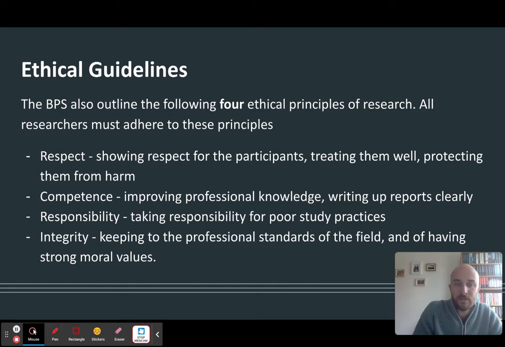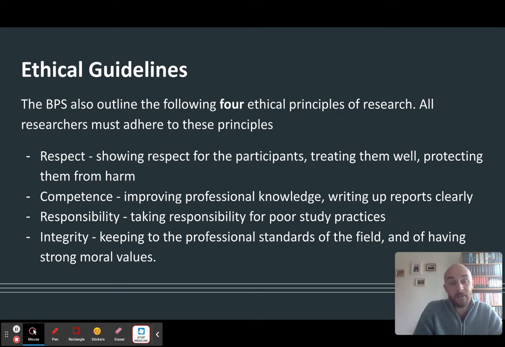So, for example, all researchers need to show respect for all participants. If you're being socially sensitive, you're not doing that. All researchers need to be competent, i.e. they need to be good at their job. They need to have professional knowledge, update CPD. They need to write their reports clearly, not ambiguously, for example. They need to take responsibility. So again, I'm not being funny, but if you're creating inaccurate stereotypes about people based off your research, that's not particularly being responsible, and they need to show integrity as well.